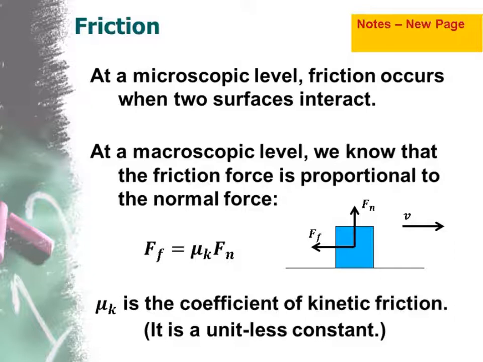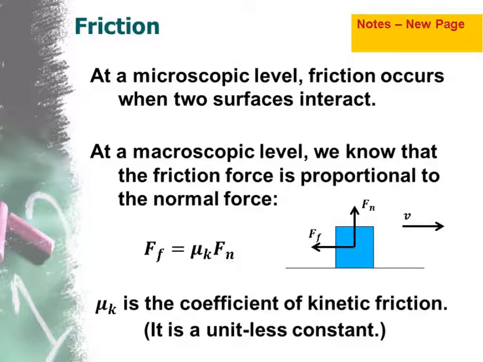We've already discussed friction at some level, but I want to give you an important relationship between friction force and normal force. At a microscopic level, we know that friction occurs when two surfaces interact by rubbing against one another along the surface. At a macroscopic level, what we know is that the friction force is actually proportional to the normal force.